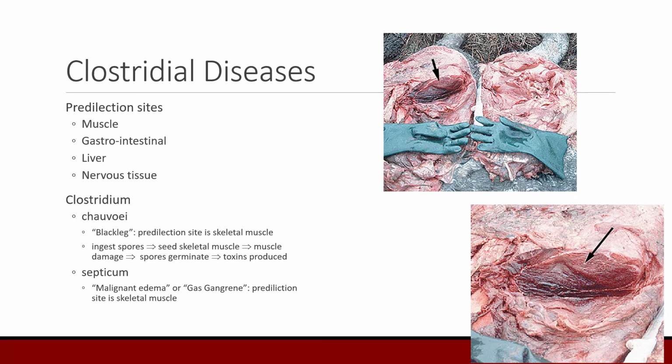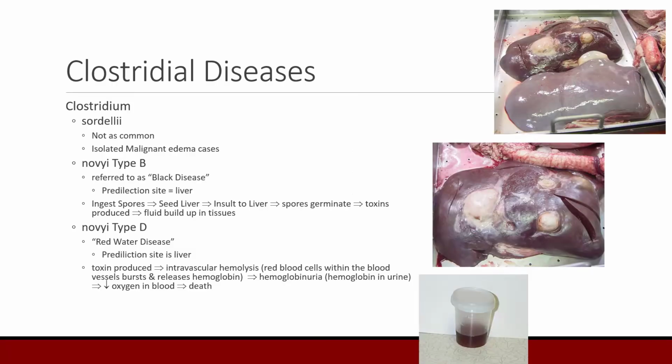Septicum is malignant edema or gas gangrene. Again, its predilection site is in skeletal muscle. Then you have Clostridium sordellii. Okay, it's not as common. Isolated malignant edema cases. Okay, Clostridium novyi type B, referred to as black disease. Its predilection site is the liver. So again, animal ingests the spores of this Clostridium. Those spores seed in the liver, causes damage to the liver. Spores germinate, produces toxins, and then ultimately it causes fluid buildup in tissues.